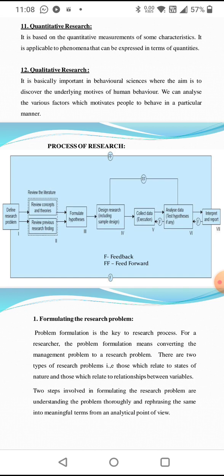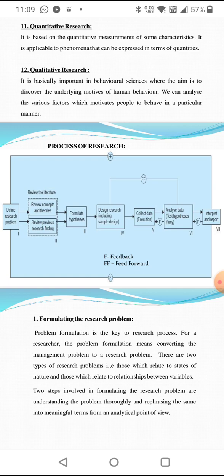So one should remember that the various steps involved in the research process are not mutually exclusive, nor are they separate and distinct. They may not necessarily follow each other in any specific order, and the researcher has to be constantly anticipating at each step in the research process. So the first step is defining the research problem or formulating the research problem.